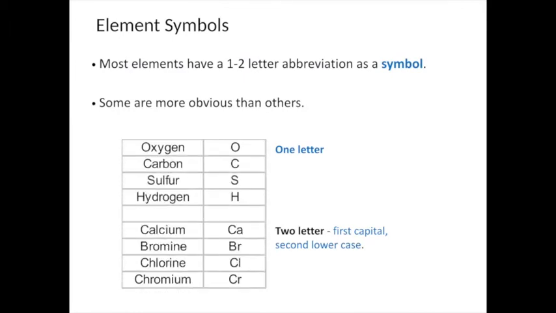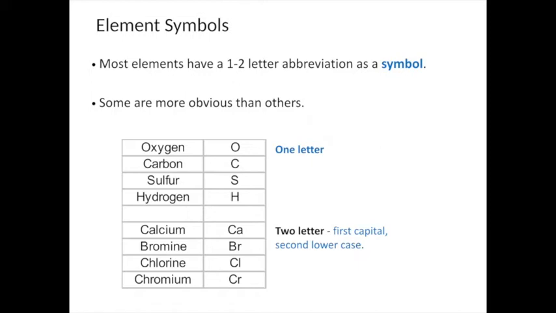Okay, each element has a symbol. So again, have your periodic table out with you. Some symbols have one letter, some have 2 letters. So here in the table, oxygen is O, carbon is C, sulfur S, hydrogen H. So that kind of goes along with the name. And then the 2 letters, the first is going to be capitalized, the second has to be lowercase. Okay, so make sure you do that.